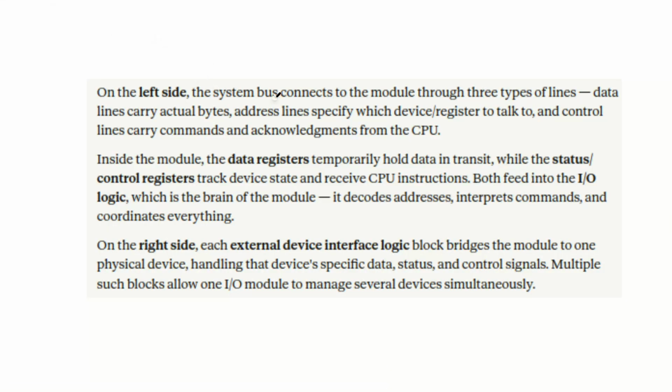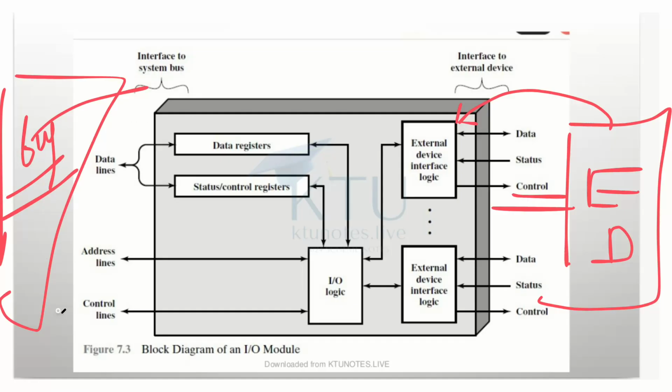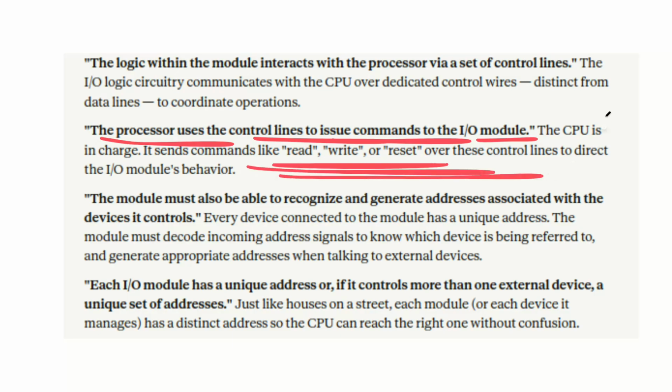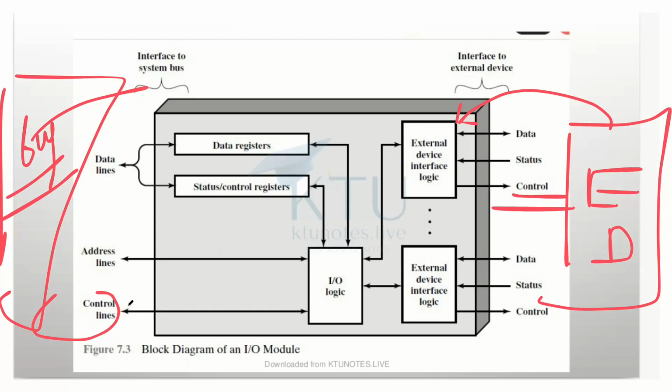On the left hand side, the system bus is connected to the module through three types of lines. The data line carries the actual byte. The address lines specify which device or register it has to talk to, using the unique address of the device or register. The control line carries commands and acknowledgement from the CPU, such as whether to read, write or reset, given from the CPU to this IO module.